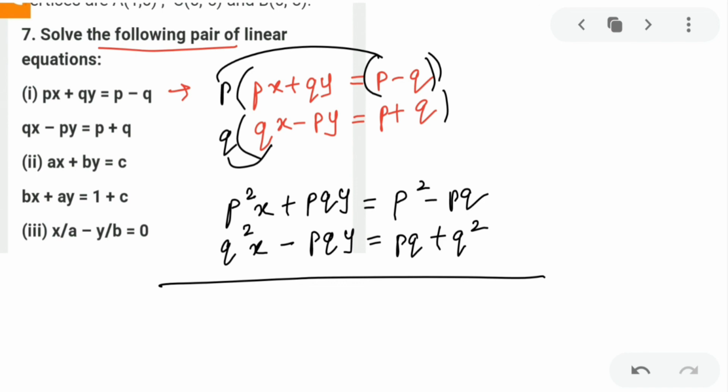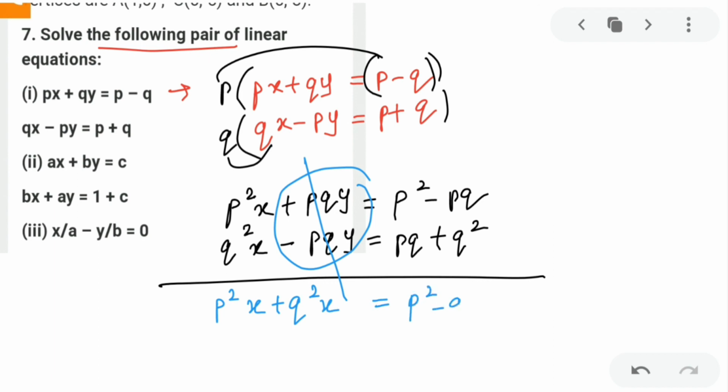And now you can see that this one is with opposite sign and same coefficient, so you can eliminate this. What will be remaining will be p square x plus q square x is equal to p square minus pq plus pq plus q square. Now you can see that even you can eliminate this minus pq and plus pq, correct?